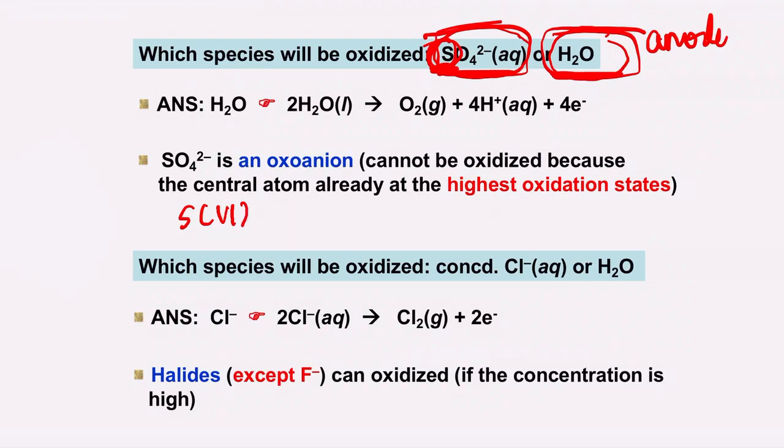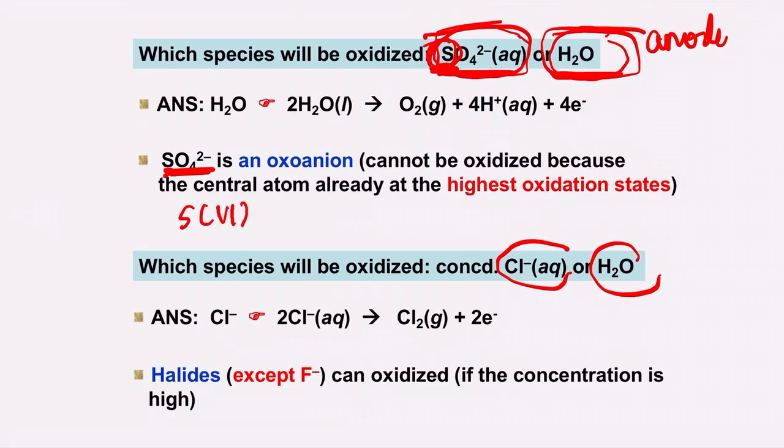Oxidation means that you're going to increase your oxidation state. So for SO4 2 minus, the sulfur here cannot go up anymore. That's why you are not going to oxidize the sulfate ion. You're going to oxidize water. Now between Cl minus and water, you are going to oxidize Cl minus. Can we oxidize Cl minus? You can, when your concentration is high.